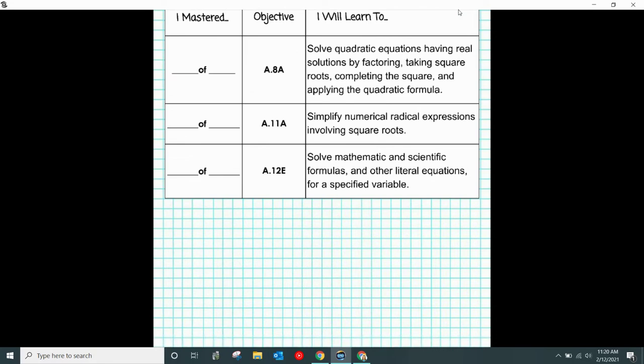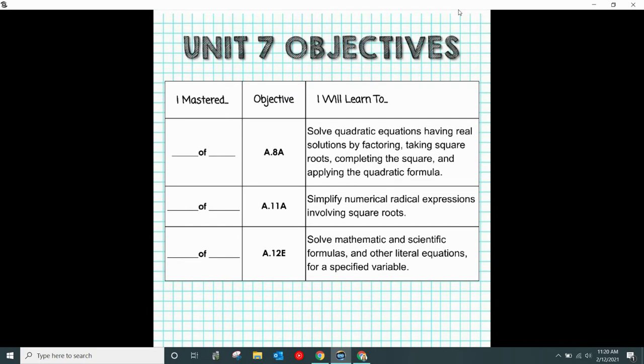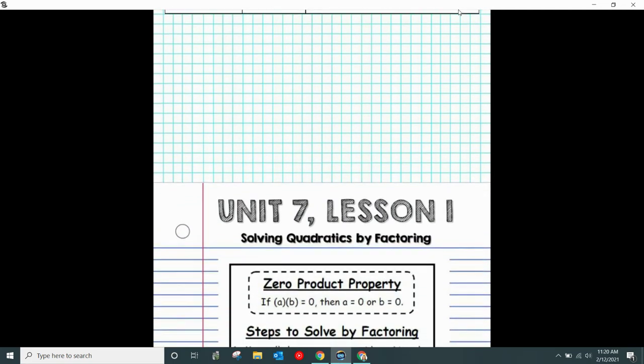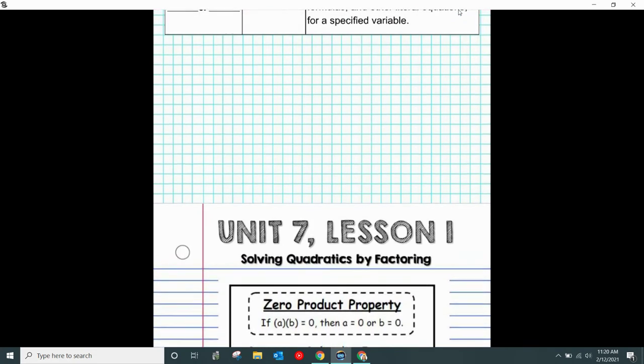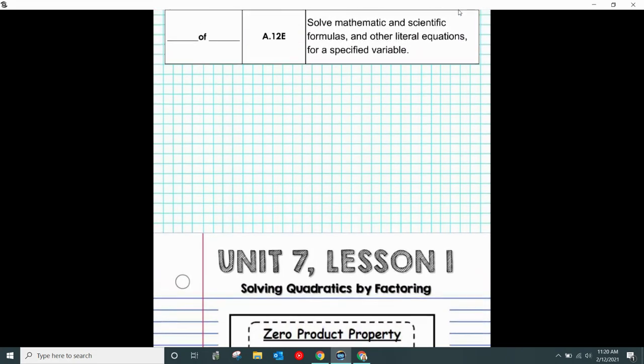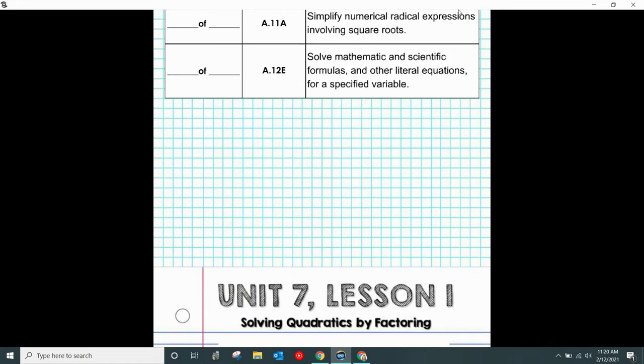Okay, that's a little bit bigger. So here are your objectives, like I said. We want to talk about how you solve quadratics. We're going to learn three methods to solve quadratic equations. The reason why we need new methods, I'm going to give you a couple of examples. You don't have to write this down, but you can if you want to.